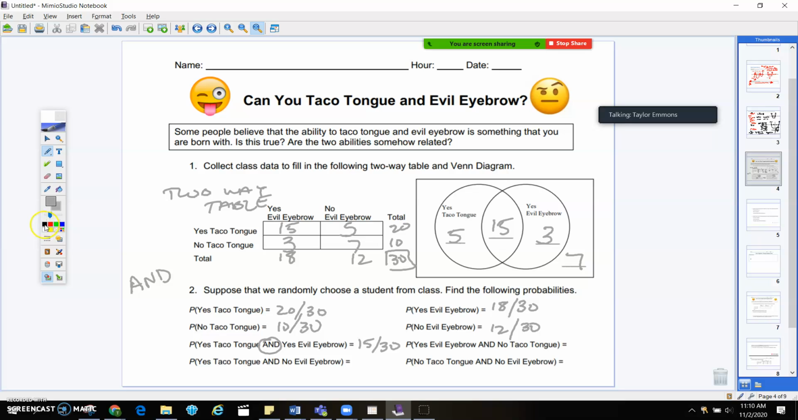Yes for evil eyebrow and no for taco tongue. Yes for evil eyebrow, no for taco tongue. So that's going to be 3 out of 30. Yes to taco tongue and no evil eyebrow. That's going to be 5 out of 30.